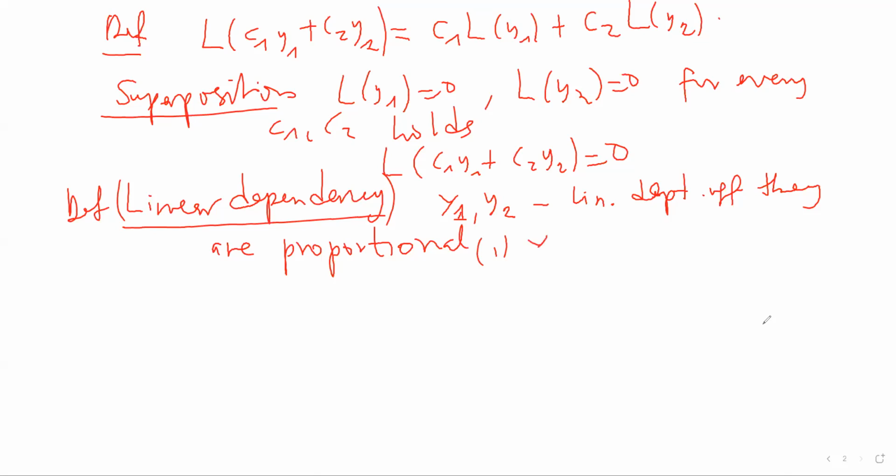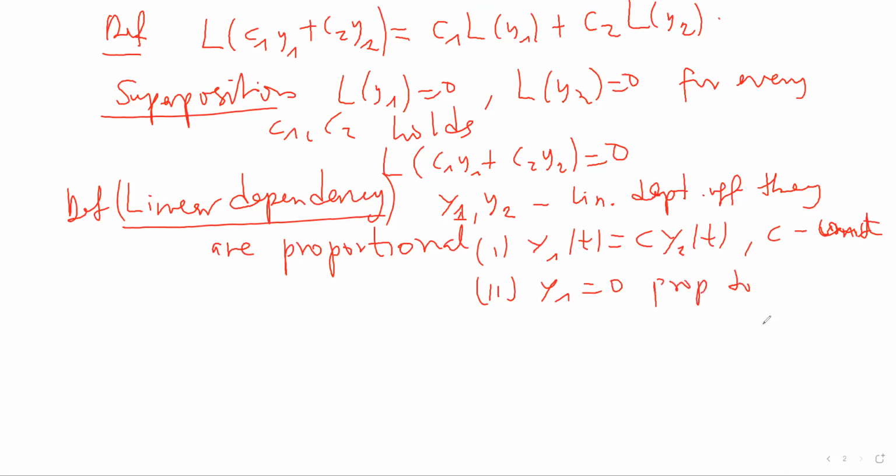One, if you have y1 of t equal to c y2 of t, where c is a constant, then this is proportional. Two, y1 equal to 0 is proportional to every other function. It means that you can say y1 is equal to 0 times y2, so it's proportional to every other function. Anyway, if it is not linearly dependent, then we say that it is linearly independent.